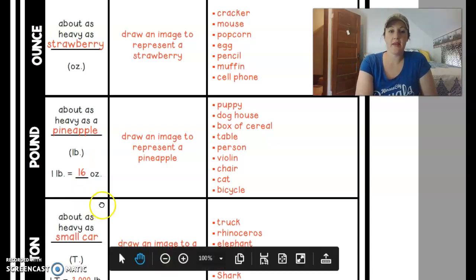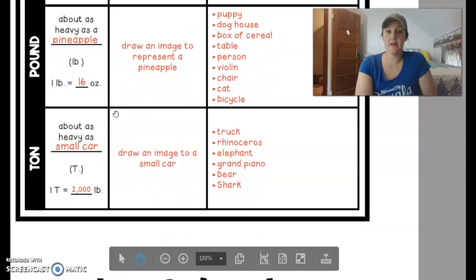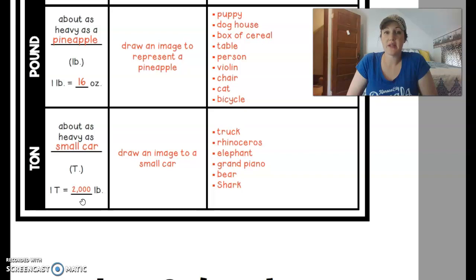All right, and the biggest customary unit that we're going to talk about is a ton. Okay, so 1 ton equals 2,000 pounds. So a lot of things are going to be measured using pounds, like you guys are going to be measured using pounds, as well as a grown adult. There's a pretty big difference between how much a kid weighs and how much an adult weighs, but we still use pounds. We don't go up to a ton until we've reached the 2,000 pound mark.